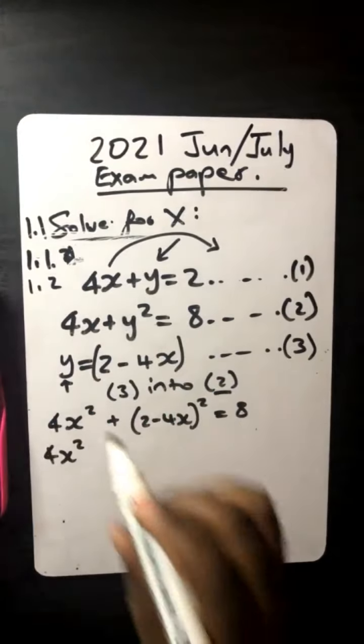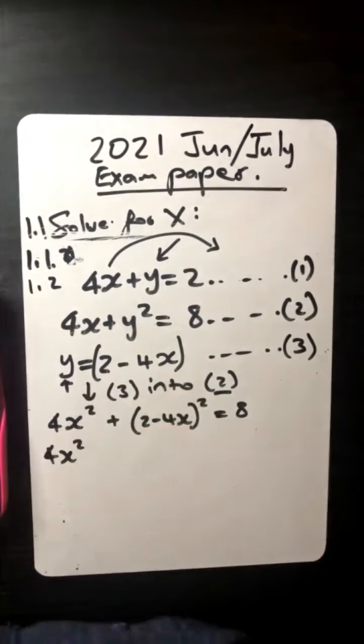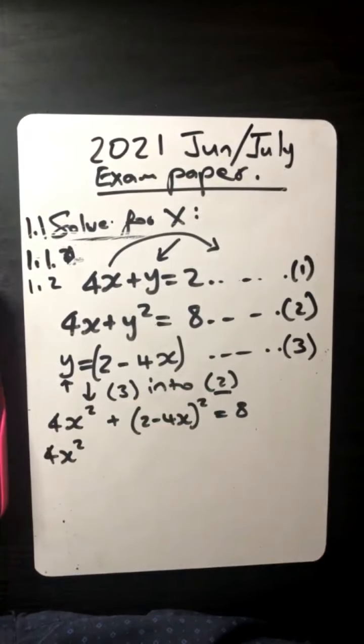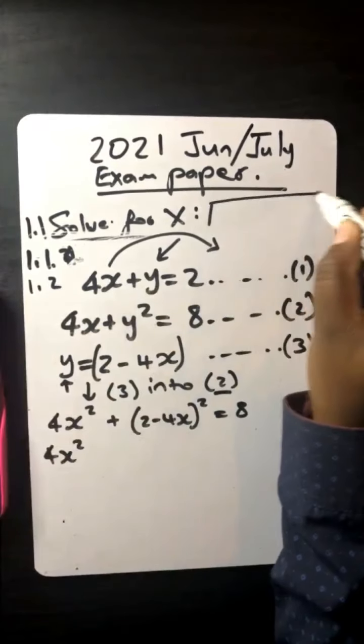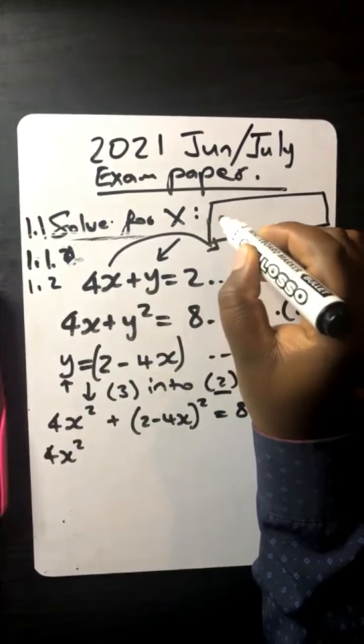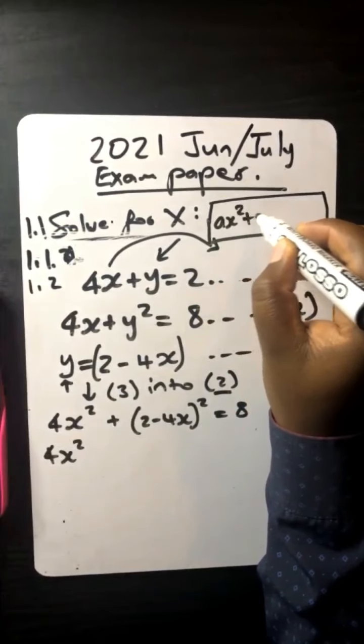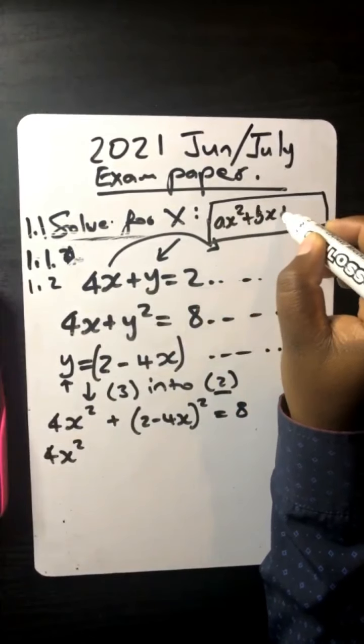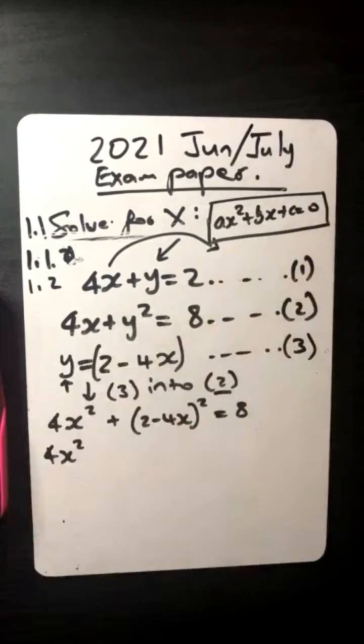Remember, guys, because of that, it already tells you that in the end you will have a quadratic equation, which you must write in the standard form. So always be careful of this, guys. The moment you see a squared, just know you are having a quadratic equation which you will need to rewrite in the standard form.